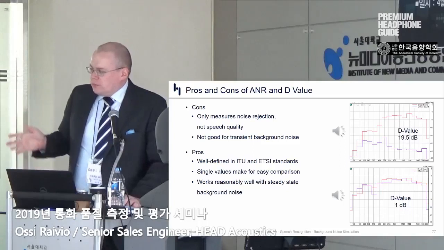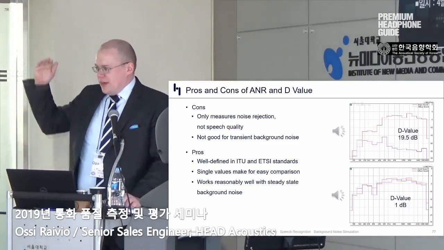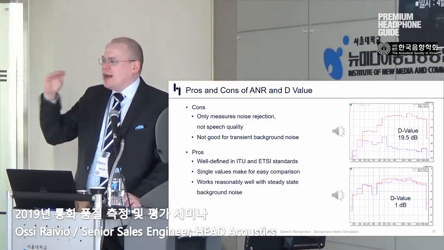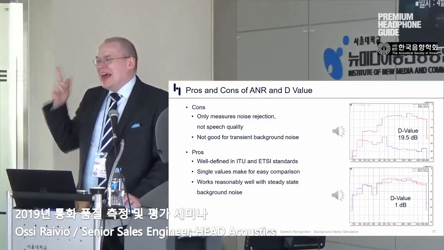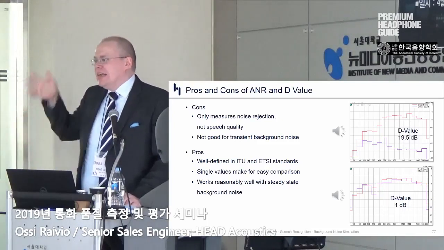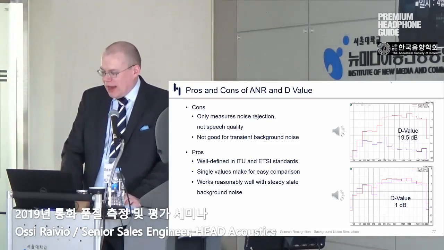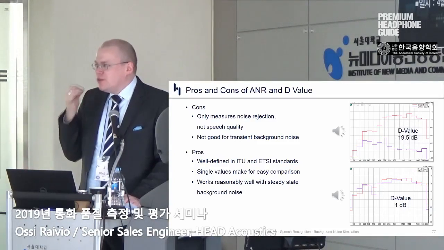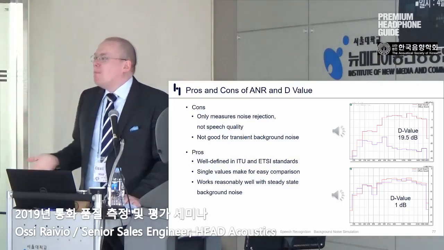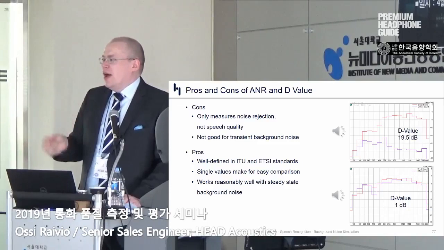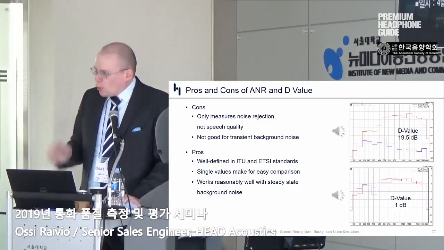So the noise, you can hear the noise is much lower. So the speech comes through at a much higher level than the noise, but the speech is again quite badly chopped and distorted. So you have a very, very good D value. But like I said, D value is just basically a comparison between two dB values. It doesn't tell you anything about the actual quality.